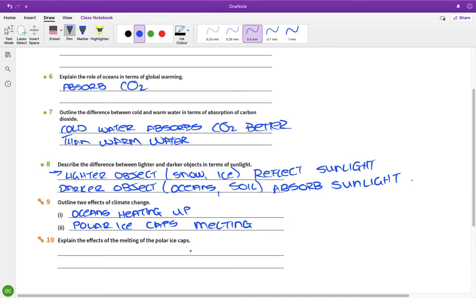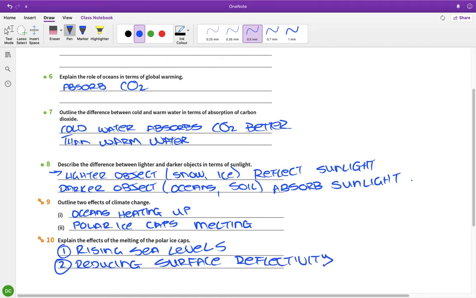So explain the effects of the melting of the polar ice caps. I just explained it. The first issue is rising sea level. And the second thing is reducing surface reflectivity, which means you have less opportunity to send the sunlight back. What you essentially have is just more ocean, which is going to absorb.